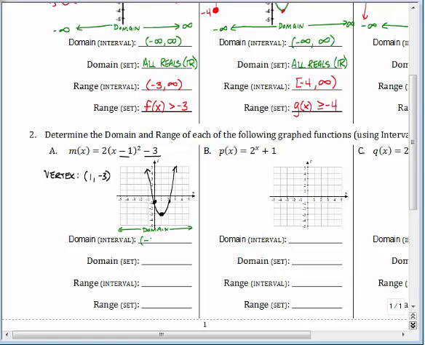So I think the domains for all these functions are going to be pretty consistent. You're usually going to write negative infinity to infinity, and in set notation that would be the same as writing all reals, which is a double bar R. The range, however, is going to be different for each one.